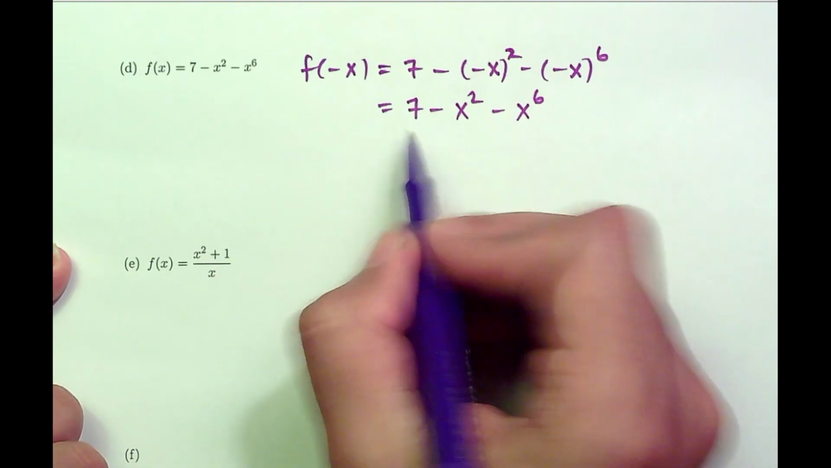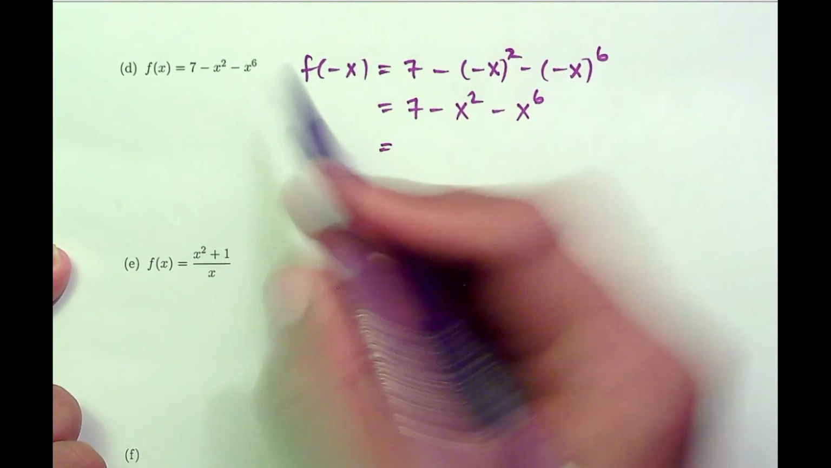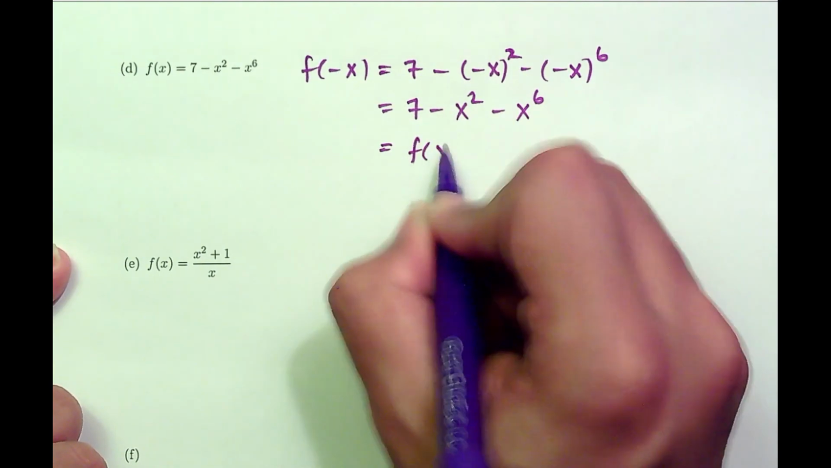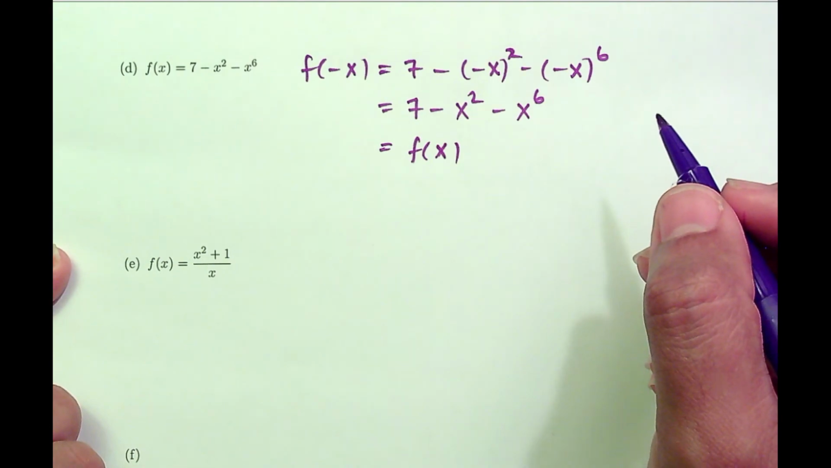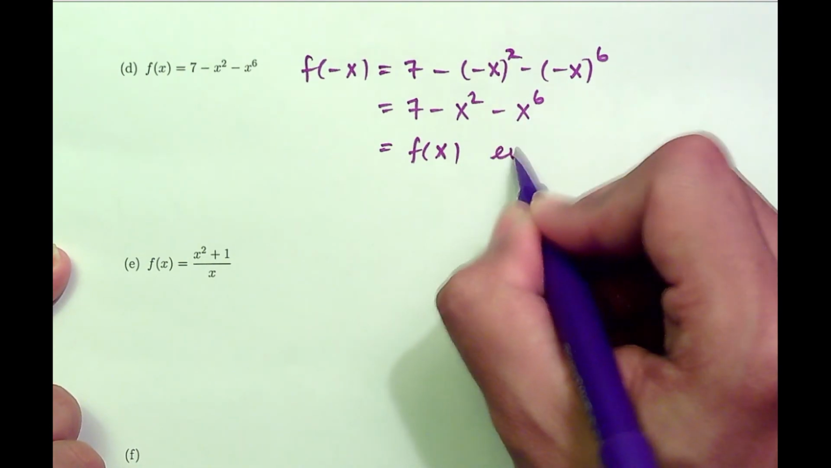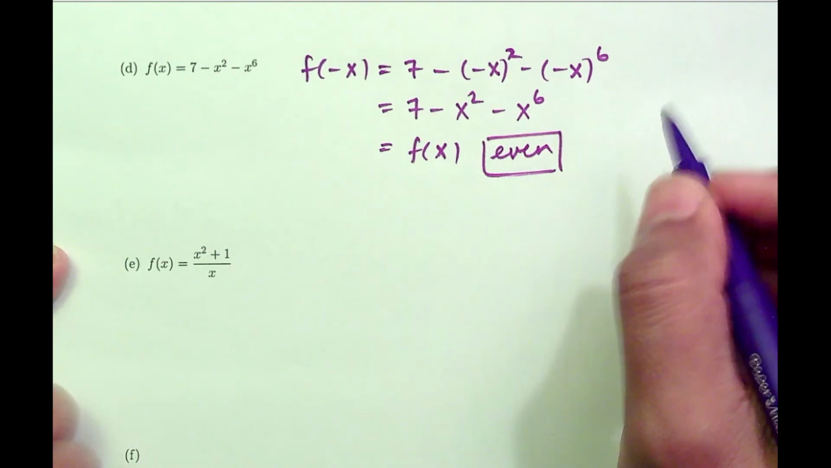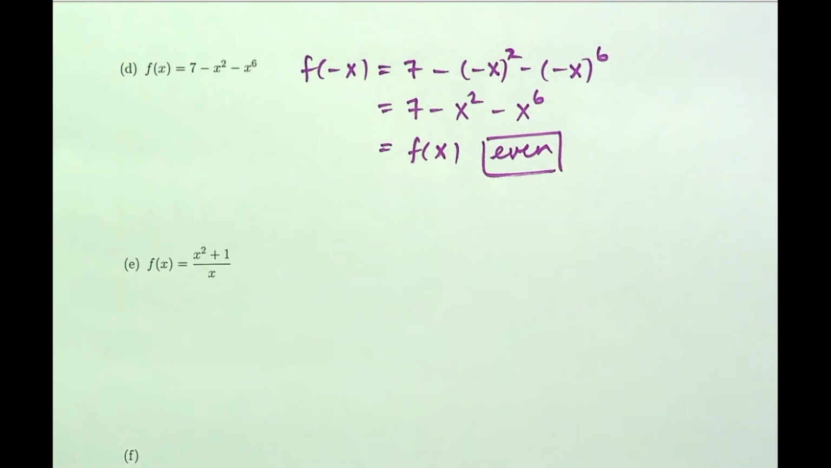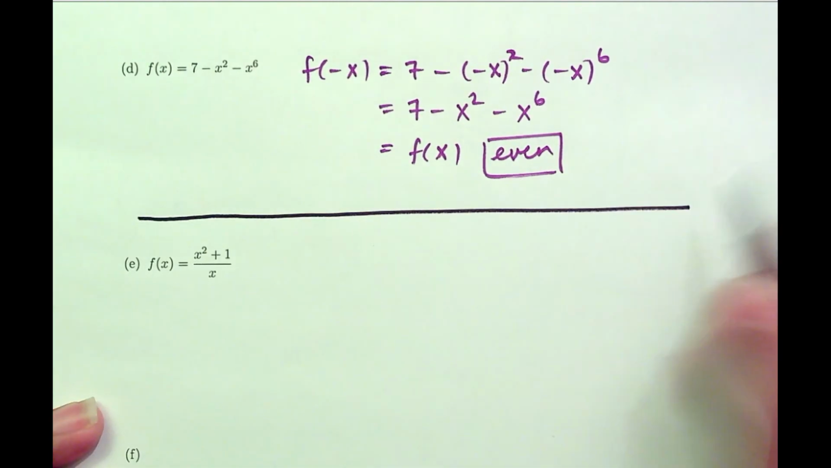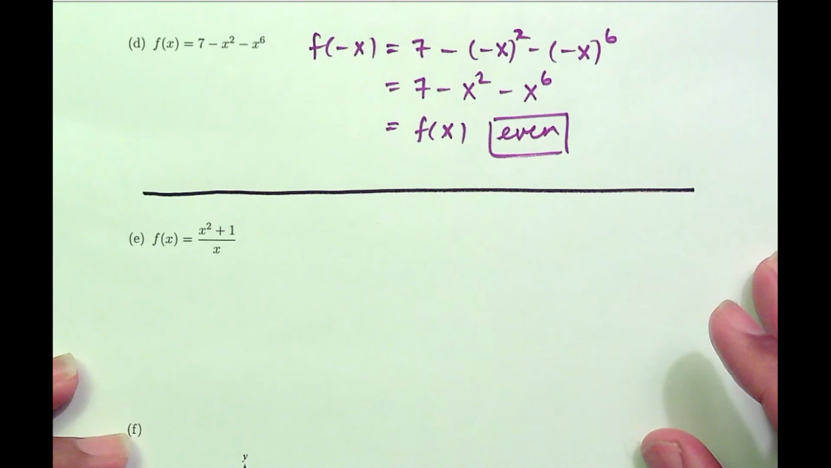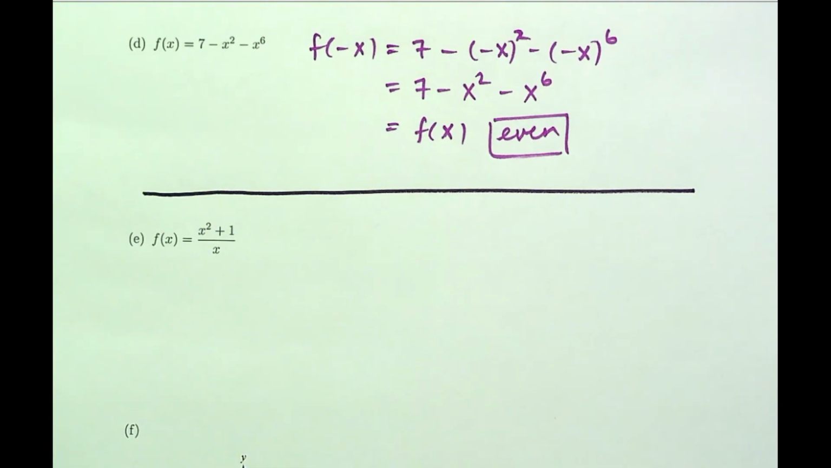And note that this is actually comparing against f of x. It is exactly the same thing as f of x. And this means that this is even. In terms of the graph, that means that the graph is symmetric with respect to the y-axis. So the right-hand side of the y-axis is a mirror image of the left-hand side, the side that is left of the y-axis.